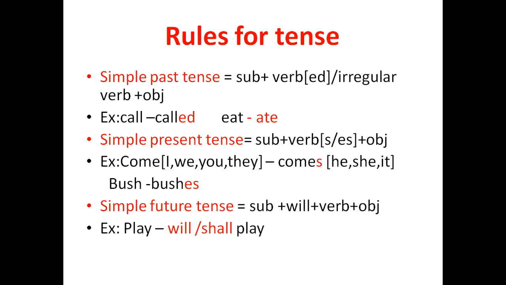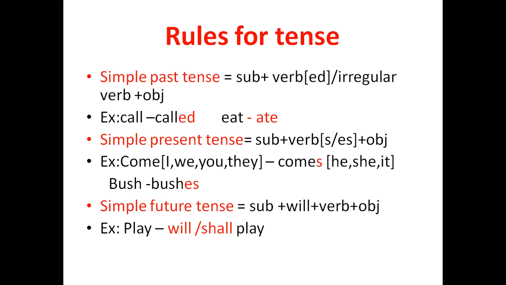And next, simple present tense. Subject plus verb, which is added by s or es, plus object. For example, come. It is used for I: I come to your home. We come to your home. You, they come. Comes, which is added with s, is used for third person singular: he, she, it. And es is also for third person singular, for example, bush, bushes, come, comes.